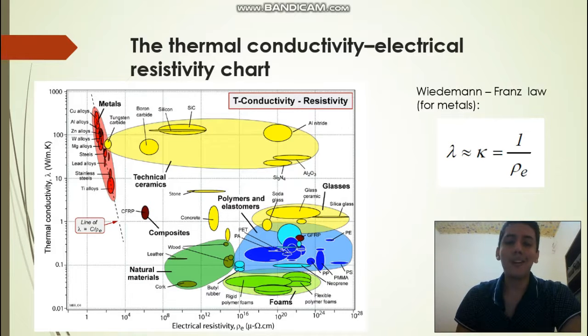So in this chart, the relationship between both in metals is proportional according to Wiedemann-Franz's law, because electronic contributions dominate both. But for other classes of materials like ceramics and glasses, thermal and electrical conduction arise from different sources and the correlation is lost. This chart is very useful to determine conductivity properties for metals and non-metal materials.